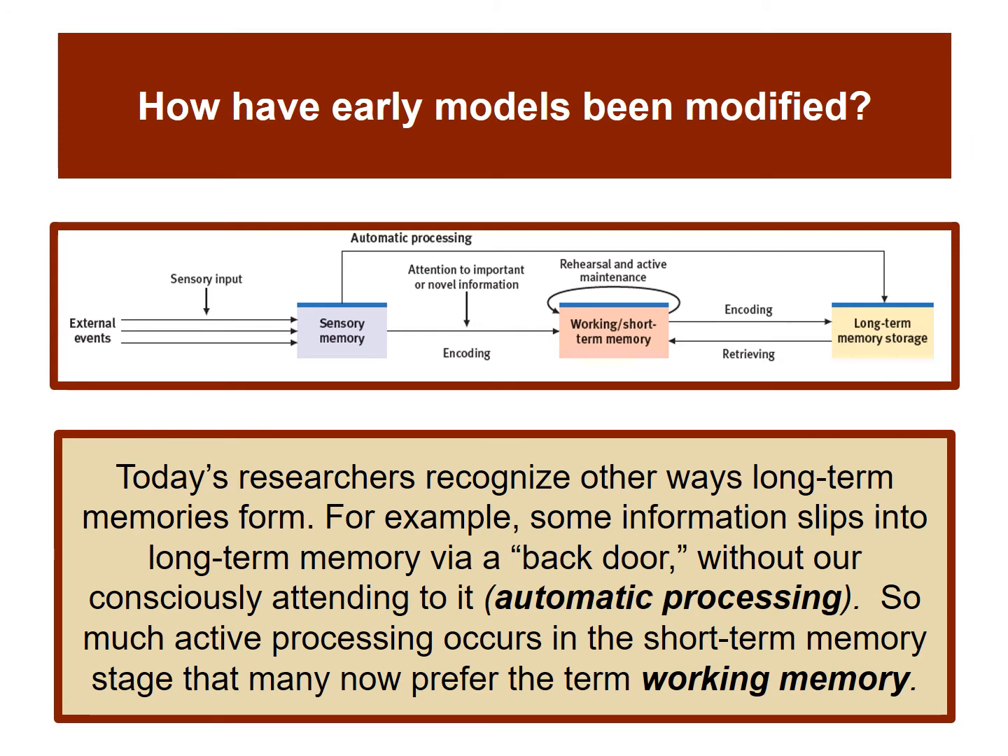How have early models been modified? Today's researchers recognize other ways long-term memories form. For example, some information slips into our long-term memory via a back door without our consciously attending to it, which is automatic processing. So much active processing occurs in the short-term memory stage that many now prefer the term working memory. Because much of the active processing occurs in short-term memory, it's not long-term, rather it's working.